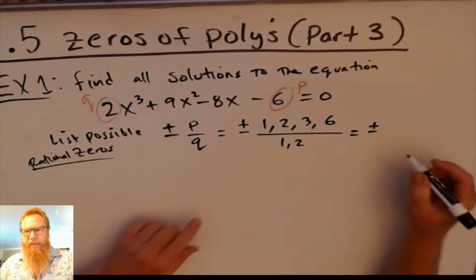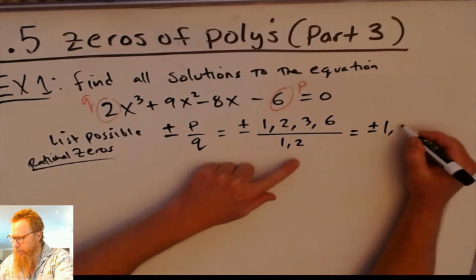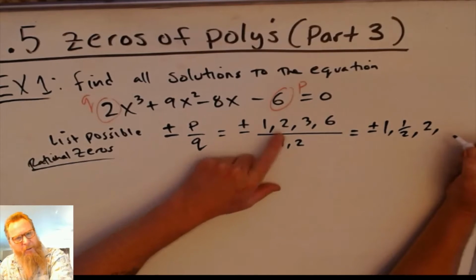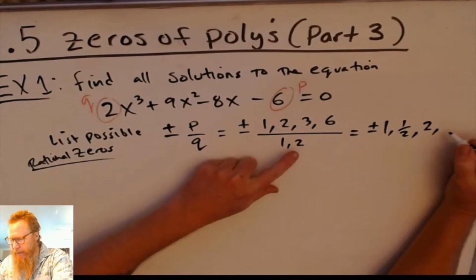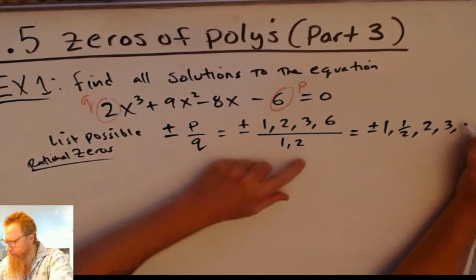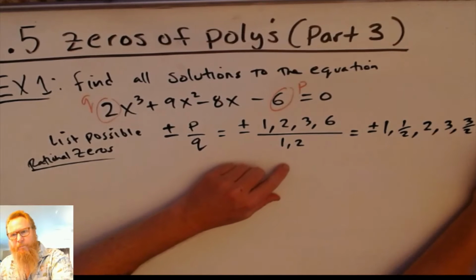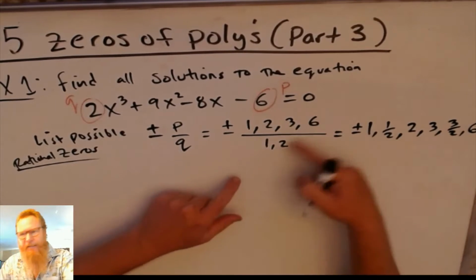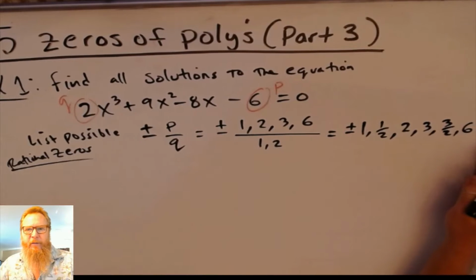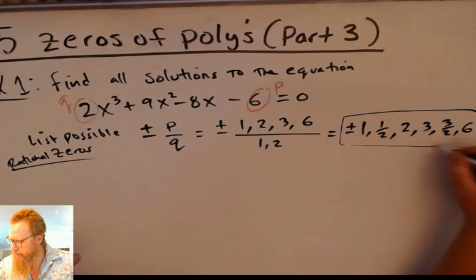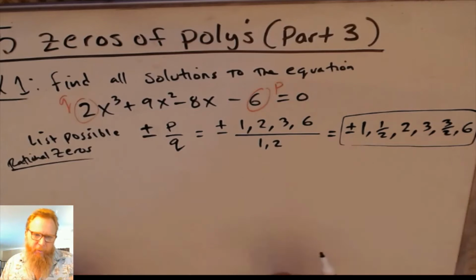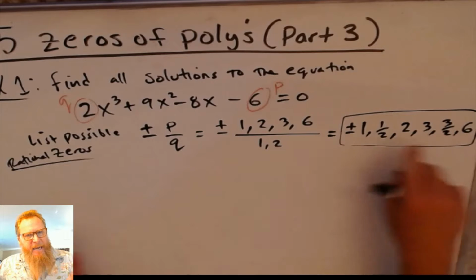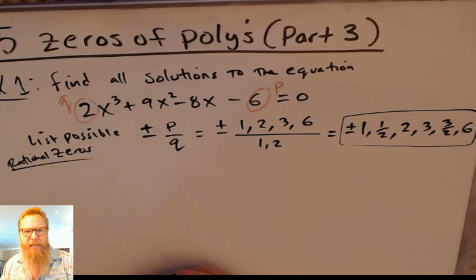So let's see how big this list is. 1 over 1, 1 over 2. 2 over 1, 2 over 2, but we already have that, so we'll skip it. 3 over 1, 3 over 2, and then 6 over 1, and 6 over 2, but 6 over 2 is 3, and we already have that. So we have 6 positive candidates and 6 negative candidates.